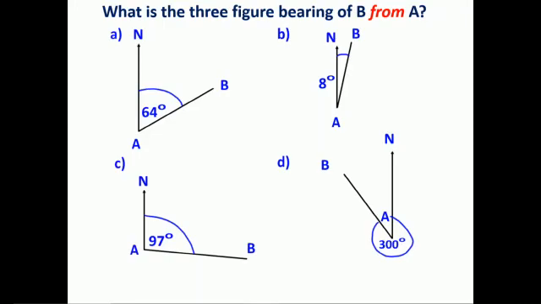Okay, there are some examples. What are the three figure bearings of B from A? Okay, so A to B. Every question starts from A to B. A to B is 64, so you can write 064. Here it is only 8, so we have to make it 3 digits, no? Okay, so 008. Next one 95, 095. And this is 300, 3 digits already, so no need to write the zero.